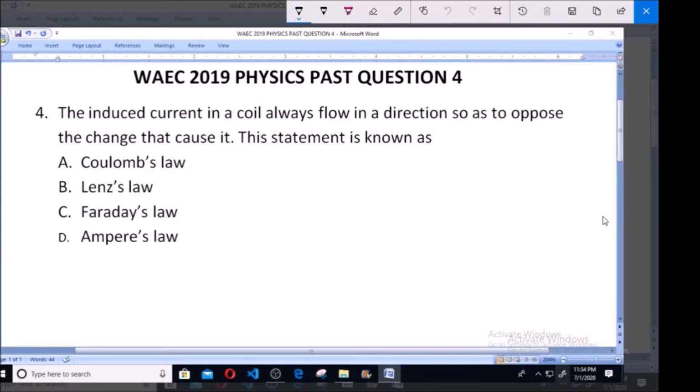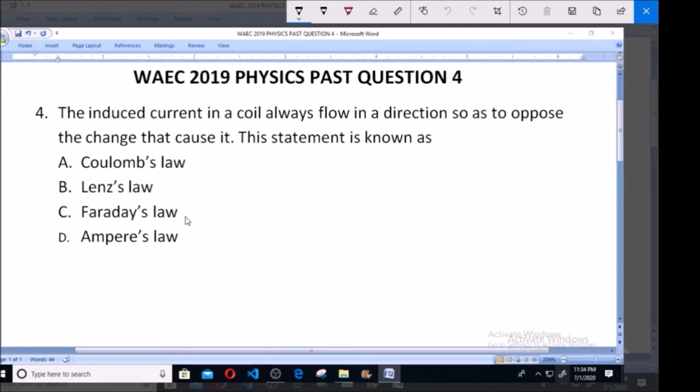Yes, let's continue with WAEC 2019 physics past question number 4. The induced current in a coil always flows in a direction so as to oppose the change that causes it. This statement is known as A. Coulomb's law, B. Lenz's law, C. Faraday's law, D. Ampere's law. So which of these scientists made this very statement? For you to understand it, we are going to give the statements of these various laws.